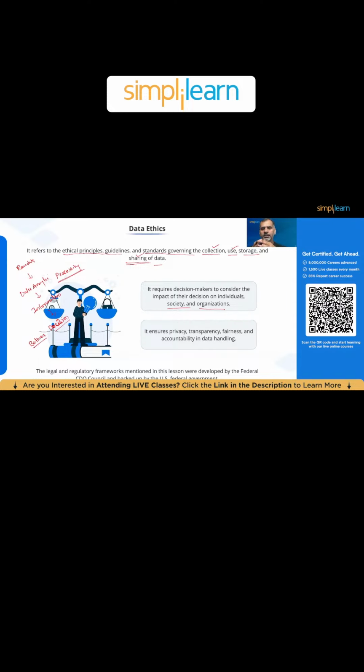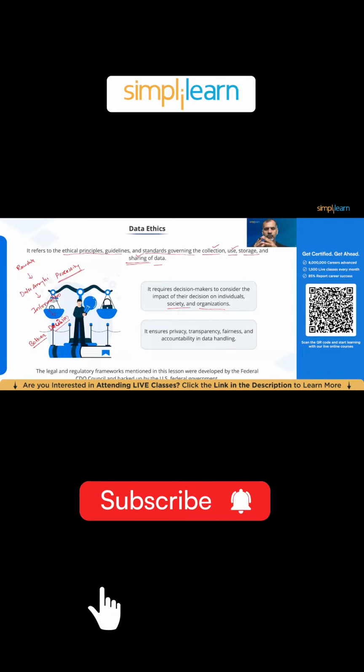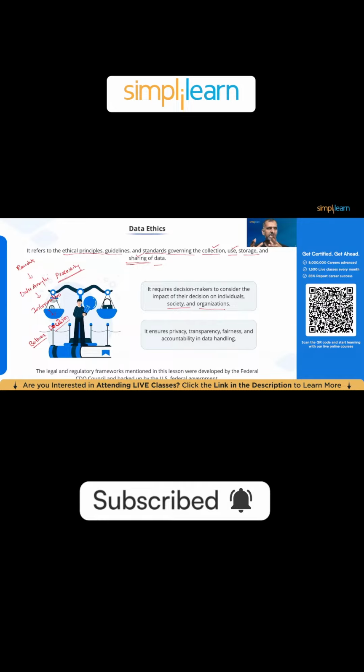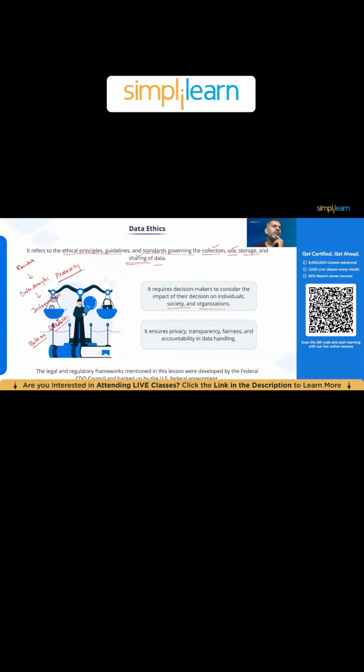That's the ultimate goal of any organization that is doing data analytics, dealing with some data science project, or collecting data for that. Now, when we do this, as I said, these organizations need to follow some data ethics rules and standards. It basically talks about ensuring the privacy of data, transparency within the data, fairness within the data, and accountability in the data handling process.